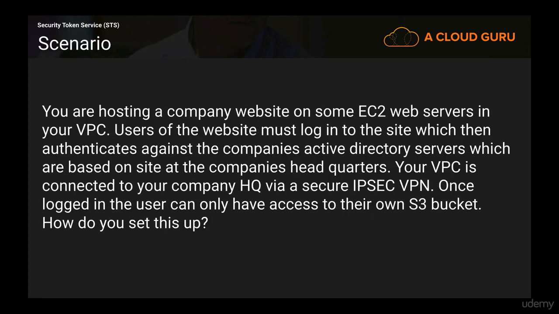Okay, so I'm going to give you a scenario, and then we're going to go through it in depth as to how it actually works. This is how you'll see it in the exam. So you're hosting a company website on some EC2 web servers in your VPC, and users of the website must log in to the site, which then authenticates against the company's Active Directory servers, which are based on site at the company's headquarters. Your VPC is connected to your company HQ via a secure IPsec VPN. Once logged in, the user can only have access to their own S3 bucket. How do you go ahead and set this up?